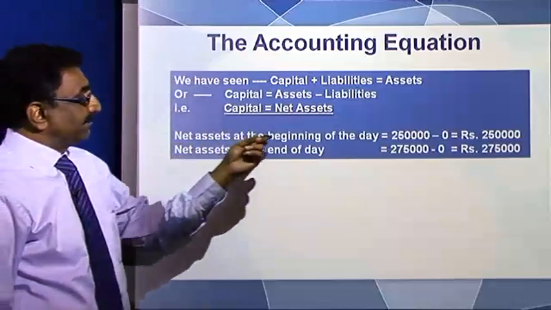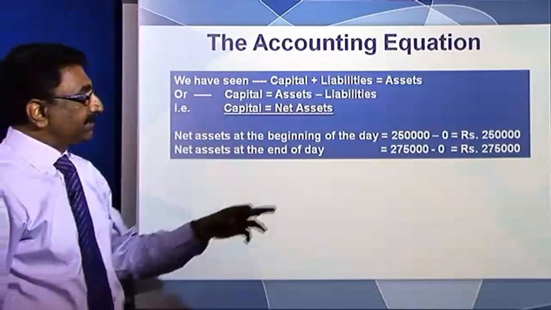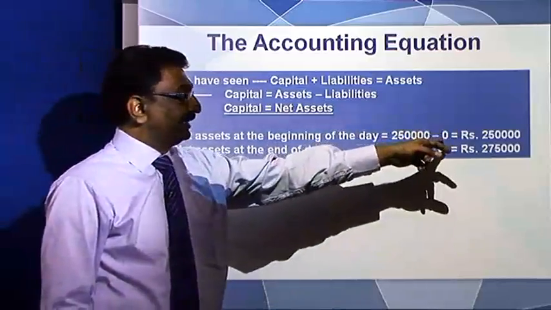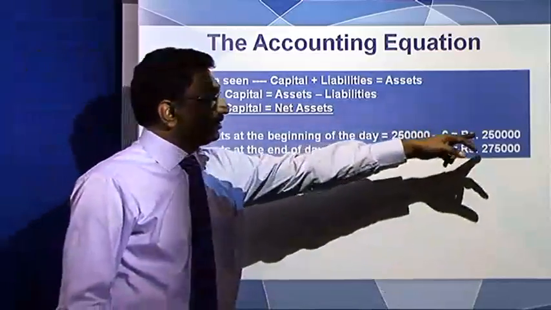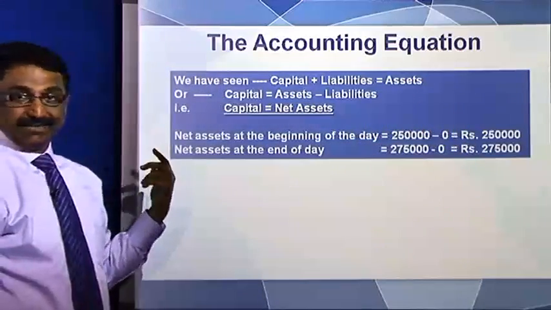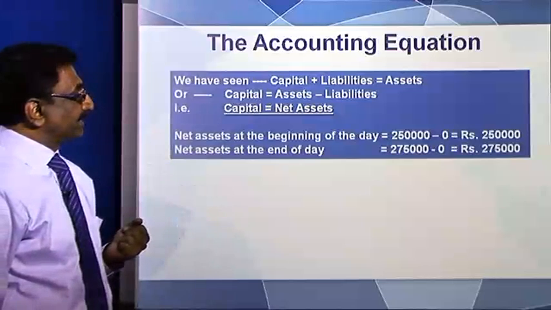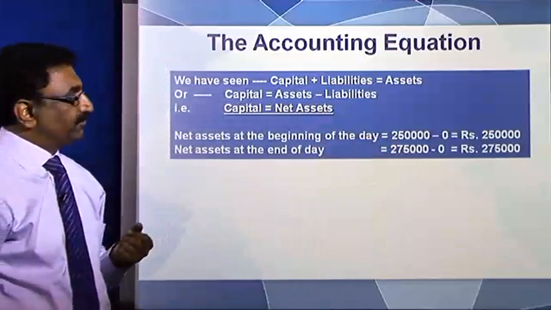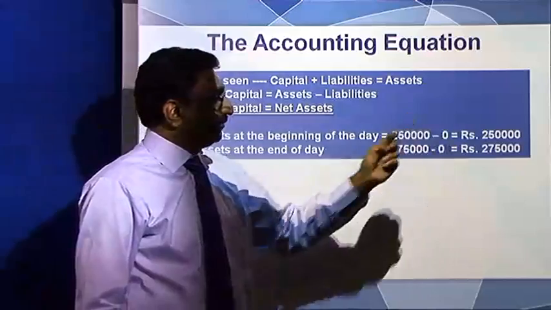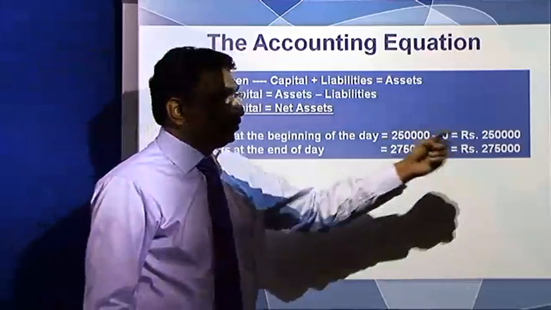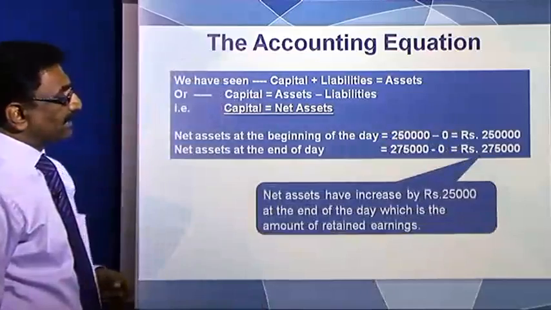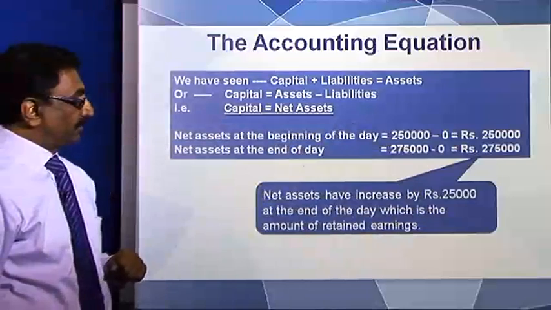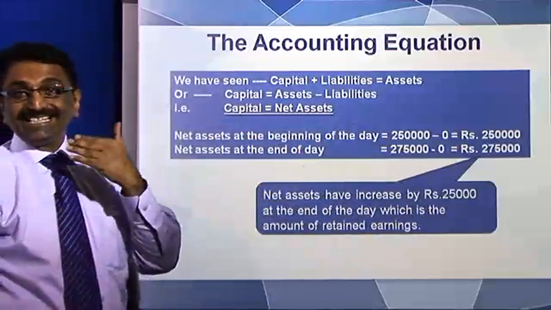So, what was the net asset at the beginning of the day when Ram started business? It was 2,50,000 minus no outside liability. He did not take any loan. So, it was 2,50,000. At the end of the day, when he sold the spices and herbs, he had an asset figure of 2,75,000, which we just saw, and his outside liability remains 0. So, it became 2,75,000. What has happened now? Net assets have increased by 25,000 rupees, which is the amount of retained earnings.